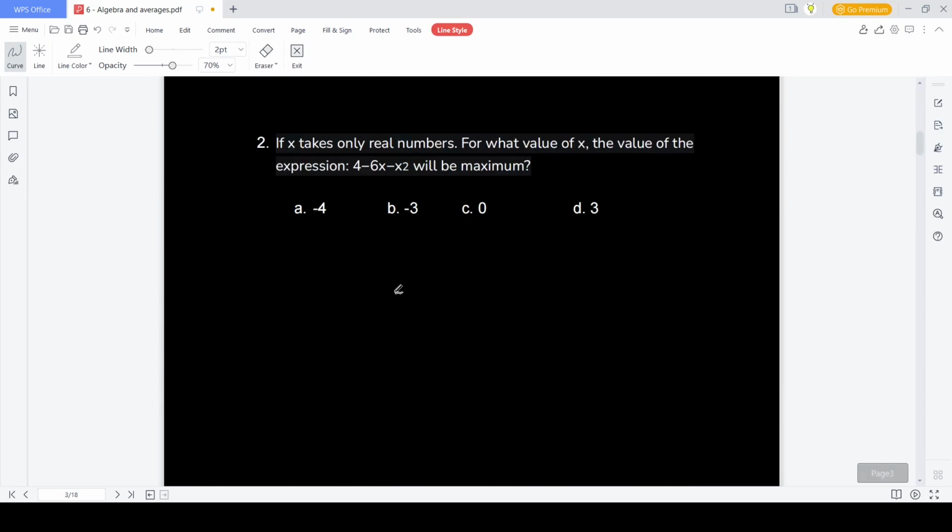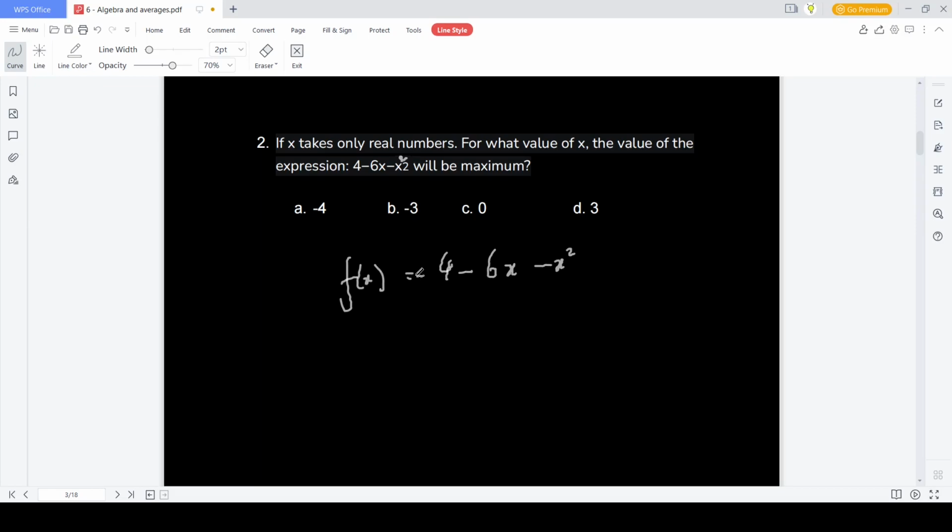Fine, next question. If x takes only real numbers, for what value of x is the expression maximum? Okay, this expression is 4 minus 6x minus x square. Okay, this x2 is x square. Okay, fine. See, there is one thing that we know.